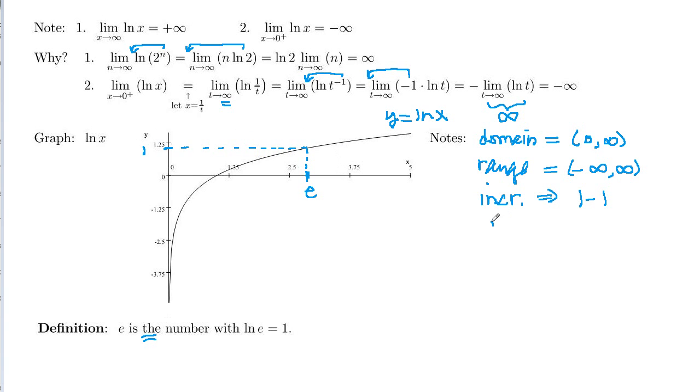Also note that the natural log is a continuous function. It's all one connected piece. And it's differentiable. It's got a tangent line at every point, and that tangent line has a slope. And we already know what the derivative of the log function is. It's 1 over x for x values that are greater than 0.